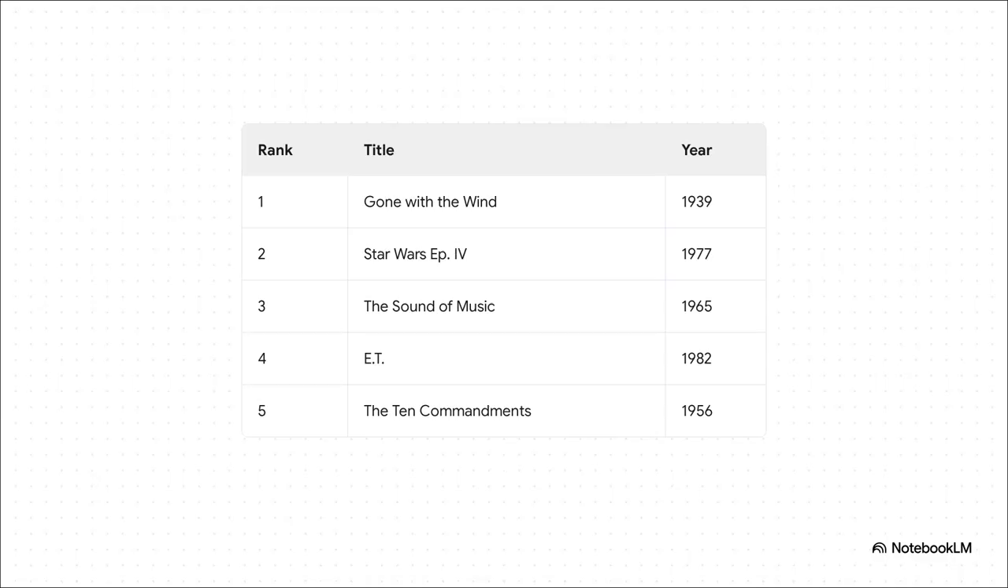When you adjust for inflation, when you convert everything into today's dollars, the whole list gets completely rewritten. The real domestic box office champion? Gone with the Wind. Star Wars and The Sound of Music shoot right up to the top. And what about Avatar? It plummets all the way down to number 14. See? It's the same data, just presented in a much more honest way.